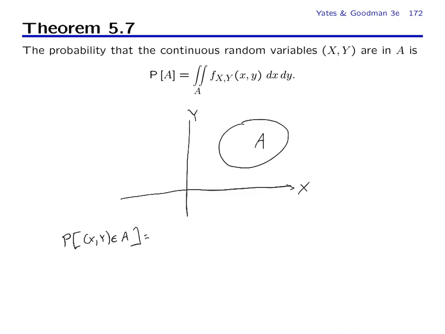Well, the theorem tells us the answer. The answer is that we simply integrate over the region A the joint PDF of x and y. And this gives us the probability because, in fact, this joint PDF times dx dy, you have a little volume unit inside the area A of width dx and height dy, it tells you the probability that the xy pair is in that little volume unit. And all we're really doing is just adding up the probabilities of all the little volume units inside the two-dimensional set A.